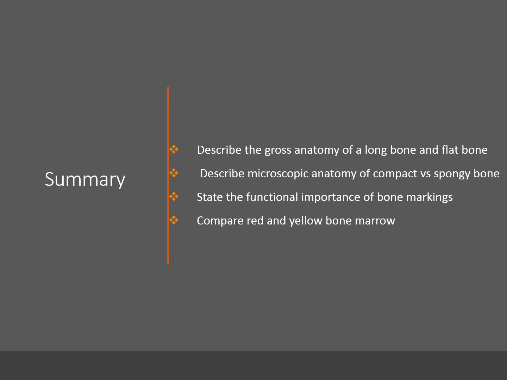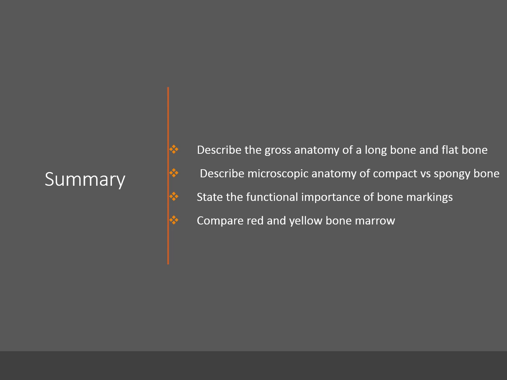You did it! You made it to the end of the video. In this video, I described the gross anatomy of long bones versus flat bones. Remember, your long bones have a diaphysis, 2 epiphyses, medullary cavities, articular cartilages. They're surrounded by periosteum externally and endosteum internally.